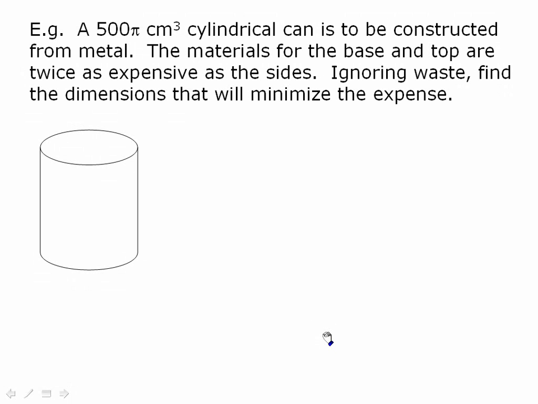So we've got the size of the can. The volume must be that. But the materials for the base and the top are twice as expensive as the side, so it's more complicated in that respect. We still want to find the dimensions.